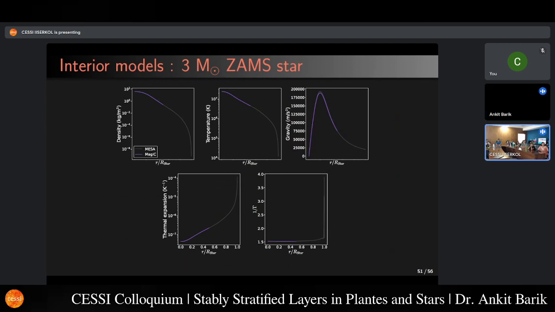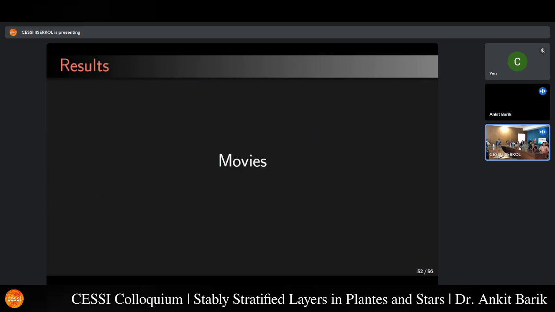The profiles for these were obtained from the MESA stellar evolution code, and we only simulated 50% of the radius. After that, the density is too high. We're trying to go up further, maybe to 70-80%. And we get profiles, density, temperature, gravity, and so on. And once we fit that, we start on some simulations, and I have some nice movies today.